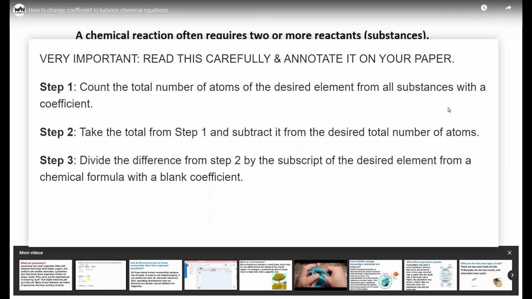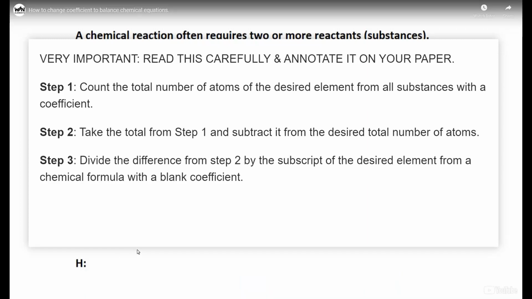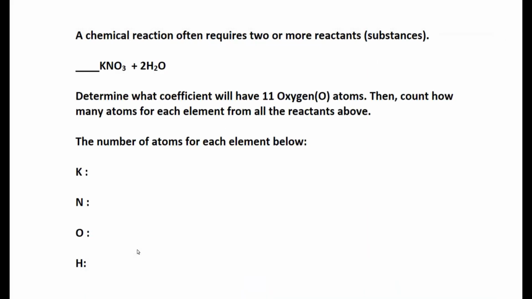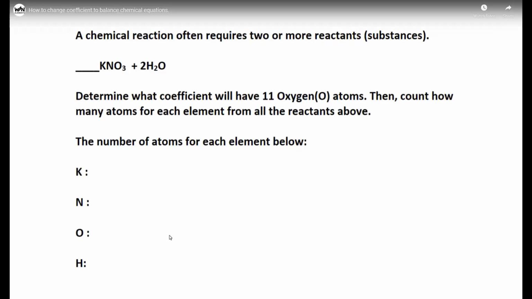All right, so you don't have to copy that part, okay? This is just a quick summary of what you need to do. That's all it is. We learned that a chemical reaction occurs between two or more substances called reactants.